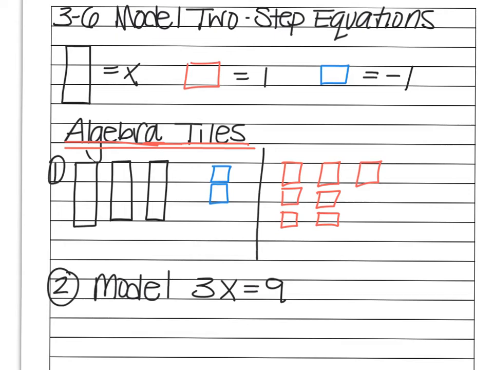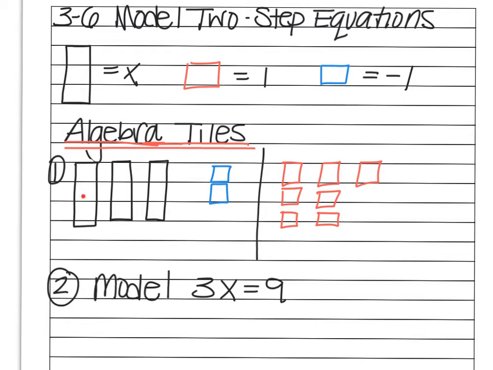Today we are doing 3-6 model two-step equations. So we're going to be using algebra tiles, and algebra tiles are just a way to show how to solve algebraic equations with an actual visual representation. Here, whenever you have a solid black rectangle, that is going to represent x, the variable. A red square is 1, and a blue square is -1.